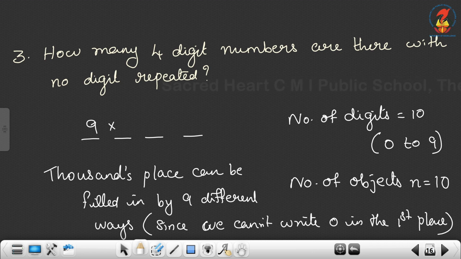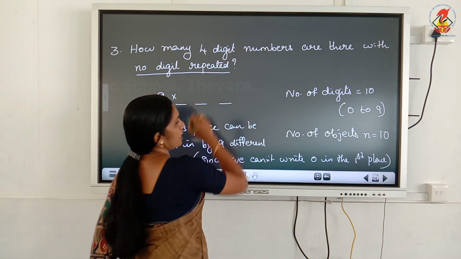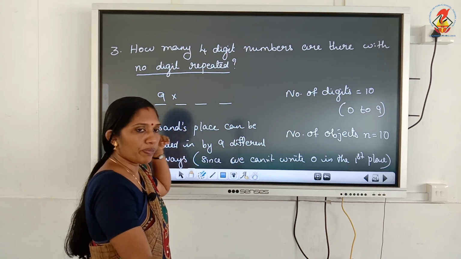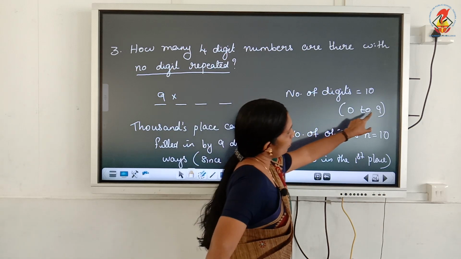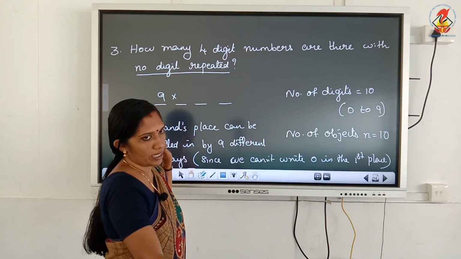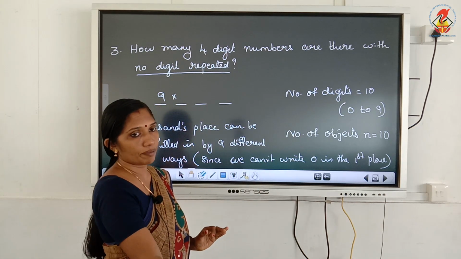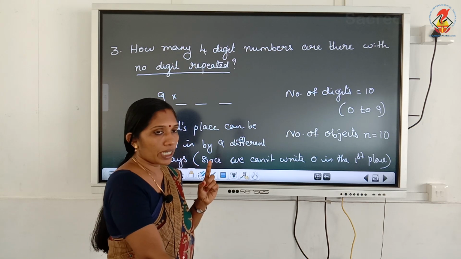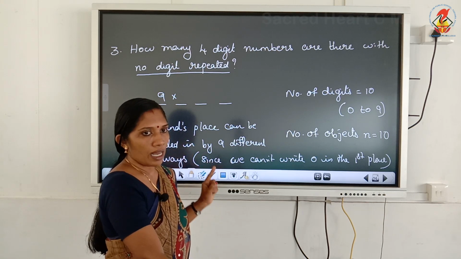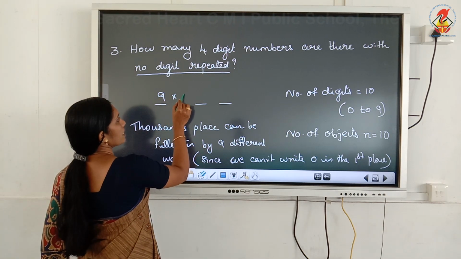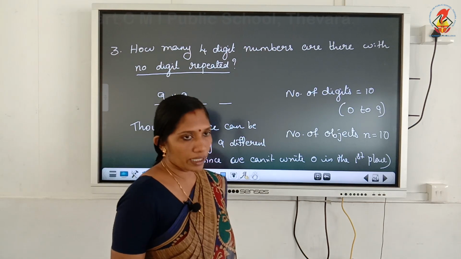Total we have 10 digits. In that, 9 ways we can use in the first place. Then when we move to the second place, no digit is repeated. So 1 digit, whatever digit other than 0, any one of the 9 digits we can use in the first place. Then when we move to the next place, how many digits do we have in our hand? Again 9 digits are there. We can use 0 in the second place and 1 digit in the first place. So the second place, that is the hundreds place, we can fill in by 9 different ways.